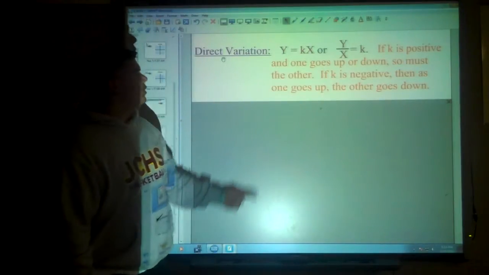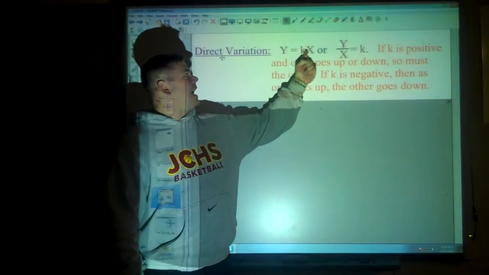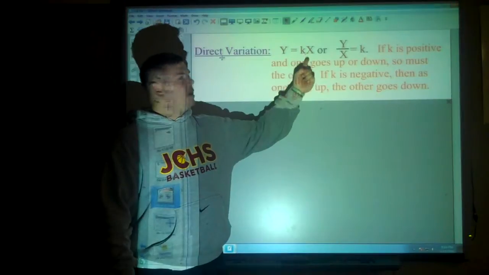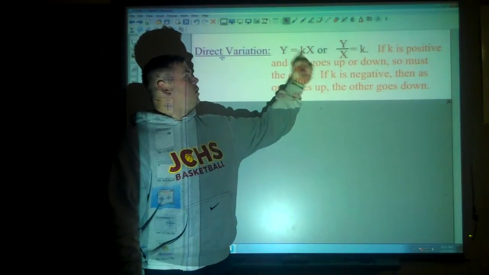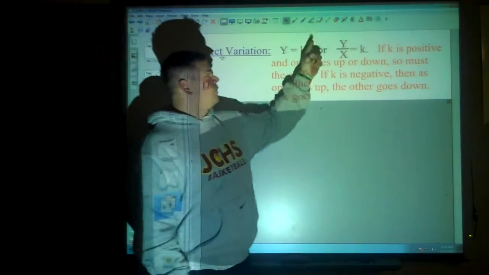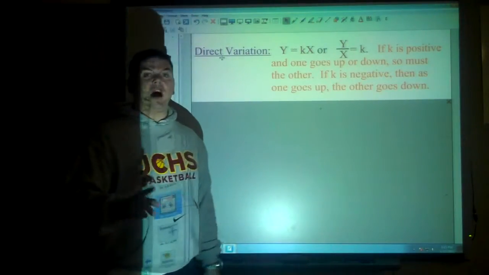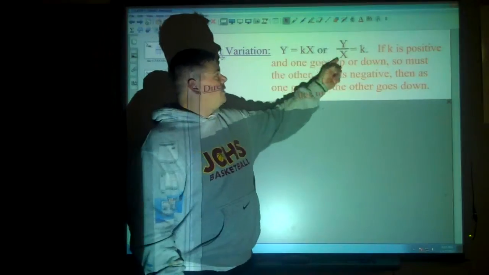It mentions that this is involved in direct variation. Direct variation is referred to as this formula, y equals kx. There's our k, our constant. So we get an output whenever we take a constant multiplied by an input. Or another variation is y over x is equal to k. If you want to find your constant, take your y and divide by x.